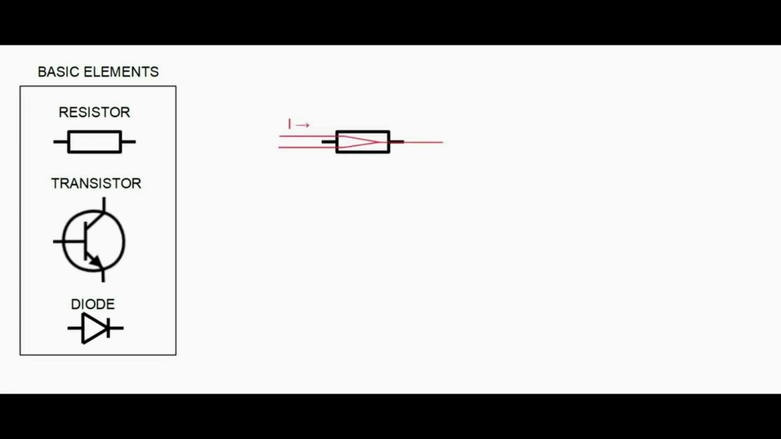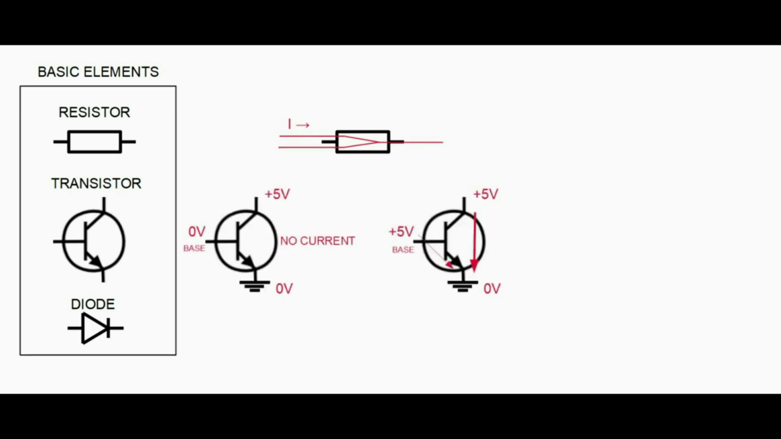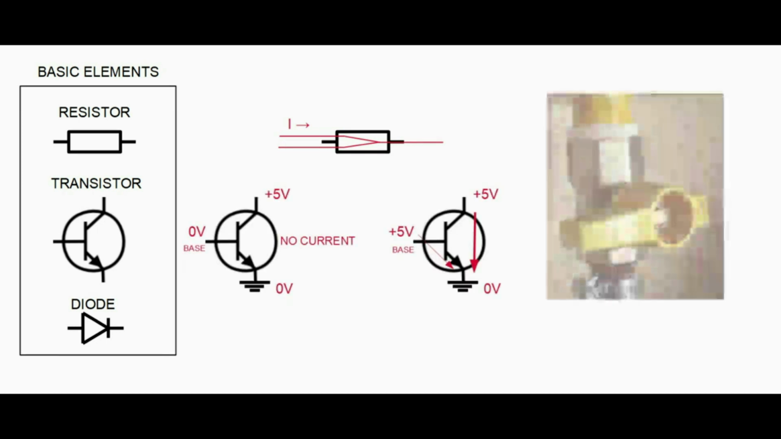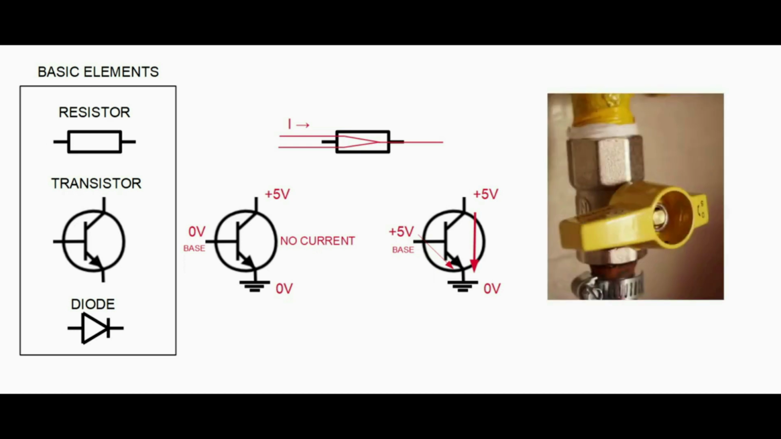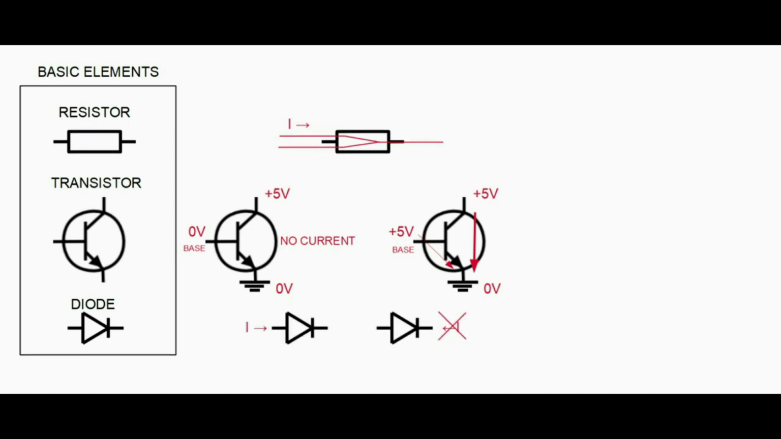Resistors. A resistor is used to limit the current that is flowing through the circuit or to create a voltage drop. About transistors: you can think of a transistor like a valve. In the case of a valve, to control the flow, you are turning the handle. But in the case of a transistor, to control the current through the transistor, you are changing the base current. And the diode is simply an element that allows the current to flow in one direction but blocks the current if it wants to flow in the other direction.